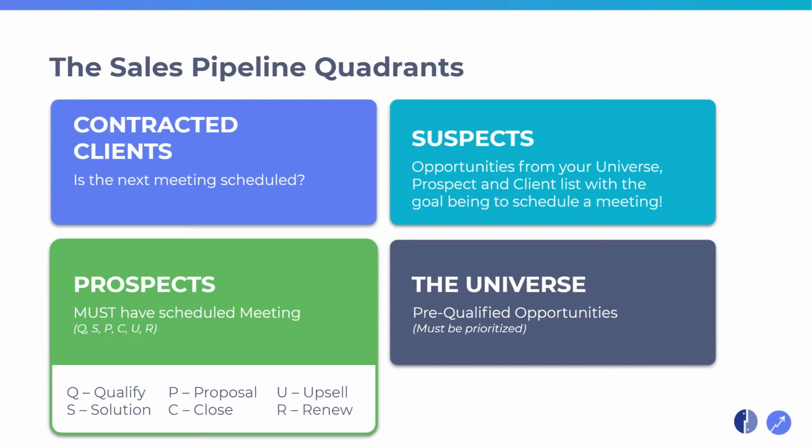Okay. Step two, and I call this the wild card quadrant, the suspect quadrant. The suspect is really simple. You're either working and promoting, and again, if you're taking notes on this, I want you to write the word promote. You're promoting somebody up from your universe, you're bringing them to a suspect, and the only thing you're trying to do is score a meeting.